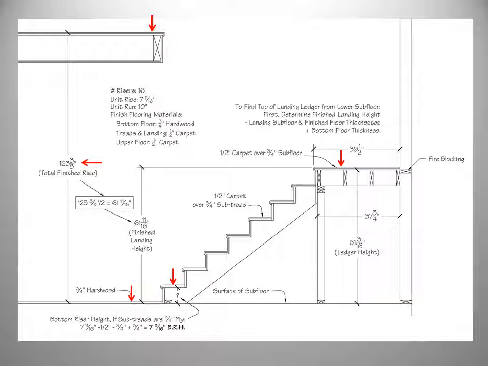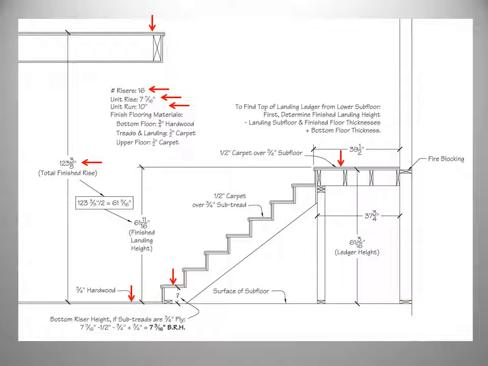Our math in this case, based upon the maximum riser height of 7 3/4, nets us a quantity of 16 risers. This will work since it's an even number for our mid-height landing. The result is a unit rise of 7 11/16 inches. We will be using our standard unit run of 10 inches in this example.